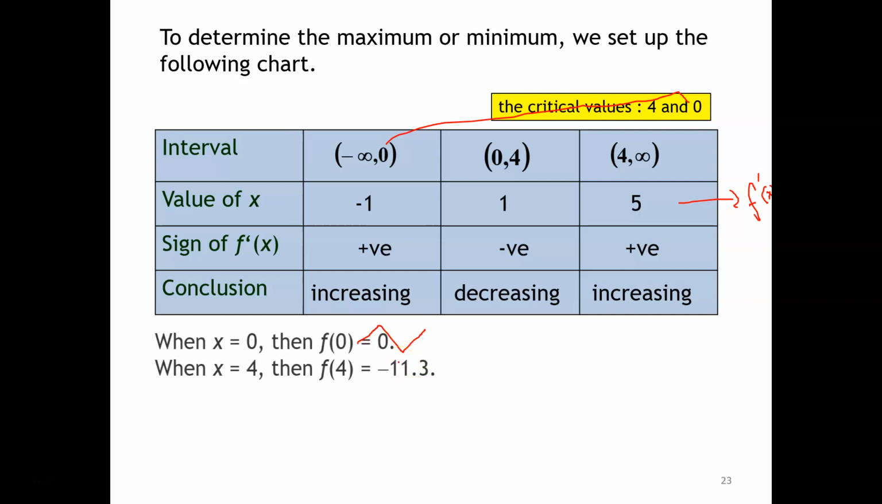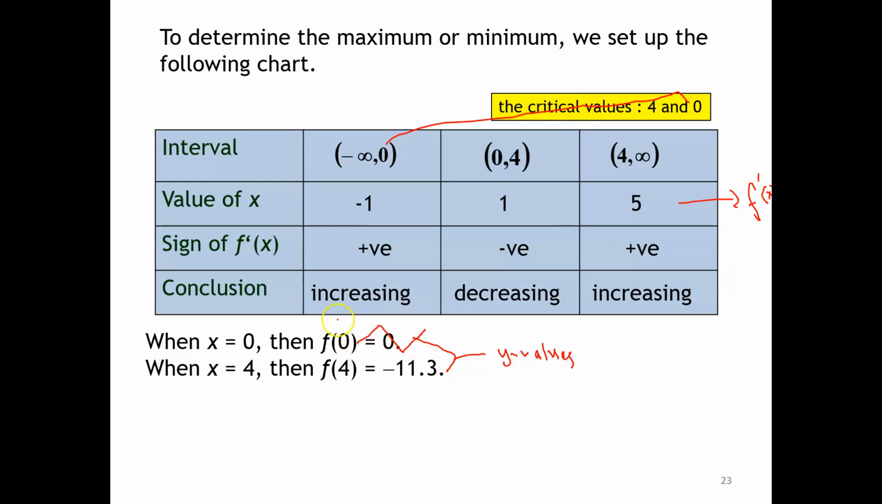Okay. So when x equal to 0, this means finding the y value. These are all y values. So when you have x equal to 0, you find what your y value is. You substitute x equal to 0 into the original f. Not into f prime. Substituting into f prime is only for finding the sign, whether it is positive or negative. To find the y value, you need to substitute into the original function.